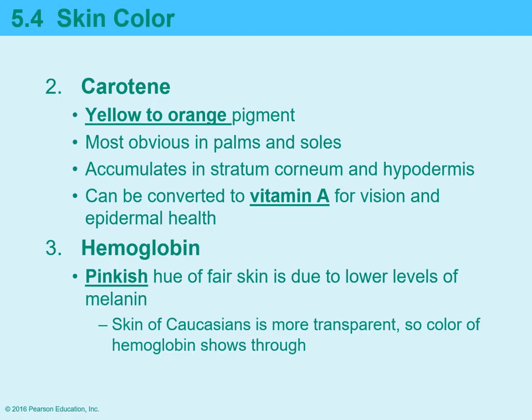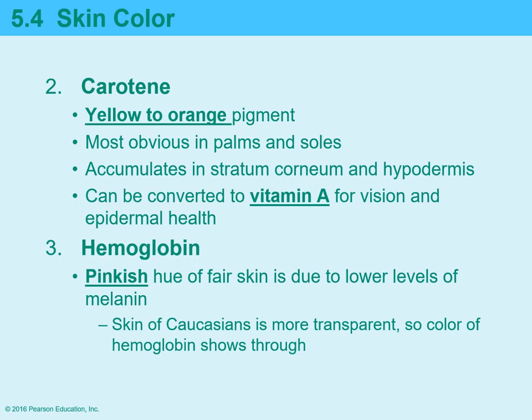Keratin is another pigment that helps to influence skin color. There are different ranges of it, from yellow to orange. It becomes most obvious typically in the palms or the soles. It tends to accumulate in both the stratum corneum on the surface as well as in the hypodermis. Keratin is important because it can be converted to vitamin A, which is necessary for one big thing, your vision.